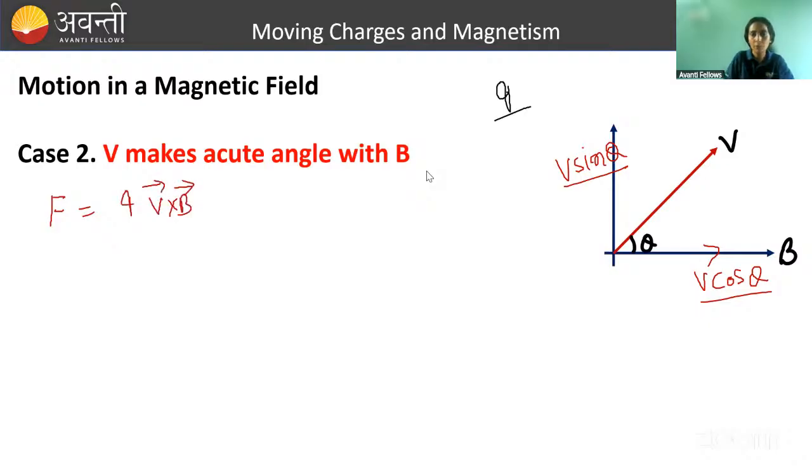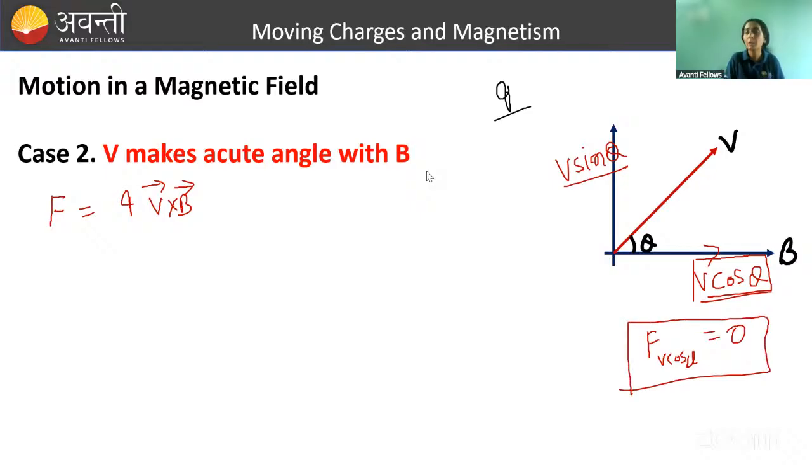So if you talk about v cos theta component, it is along the direction of magnetic field. So angle between v cos theta and magnetic field is zero. So force because of v cos theta component will be zero. Magnetic force. Why? Because v cos theta component of velocity is in the direction of magnetic field. If you do v cross b, v cos theta cross with the b, angle between these two is what? 0 degrees. So force is 0.